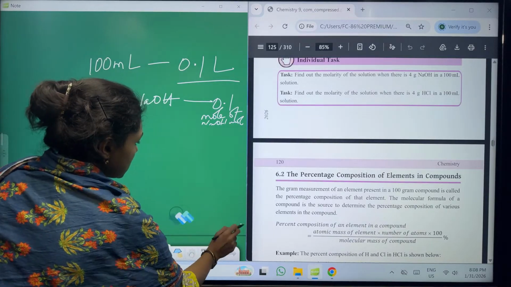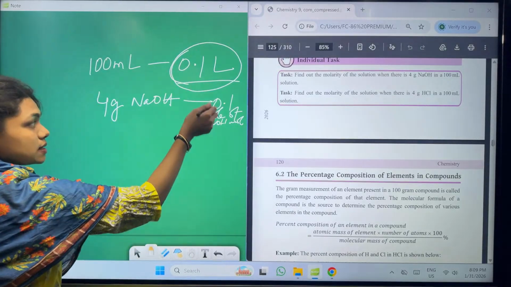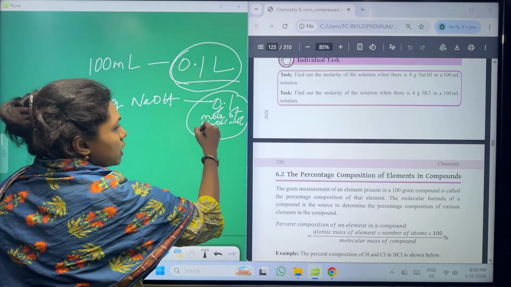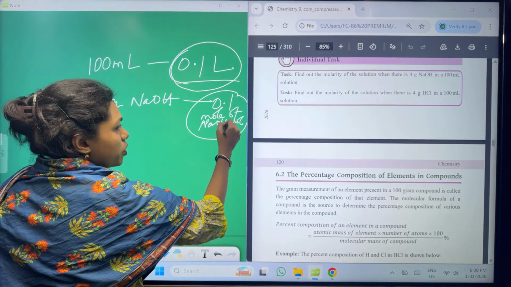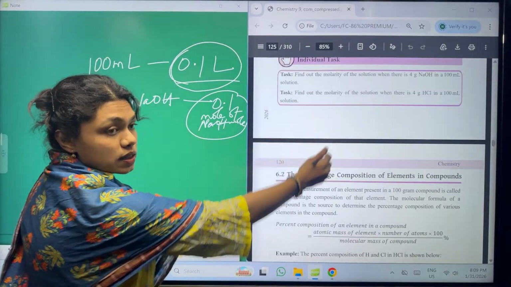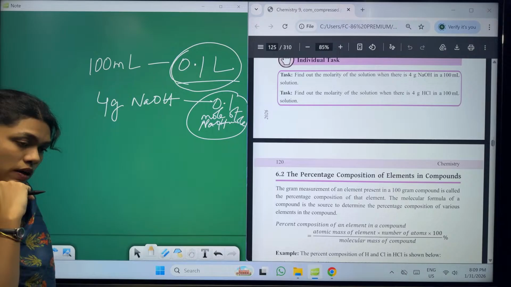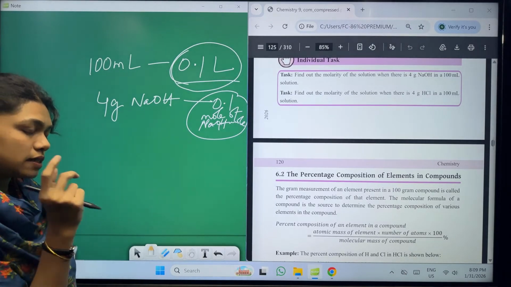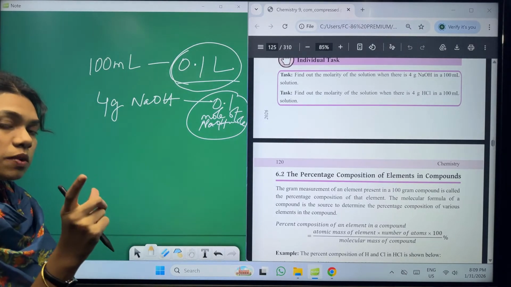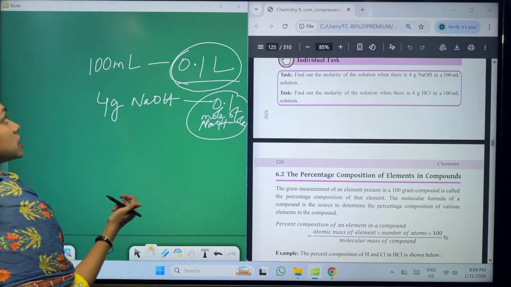So let me repeat. I have 0.1 liter of solution and I have 0.1 mole of NaOH molecules. Now, my question is, what is the molarity? And the molarity is always calculated in 1 liter, okay. The amount of mole of that solute in 1 liter solution is my desired molarity, okay. So now we can use the unitary method once again, all right.